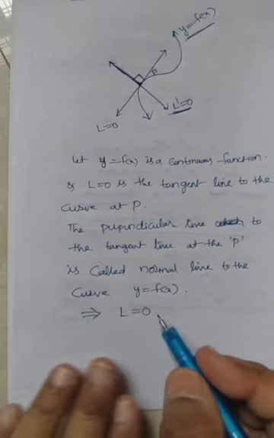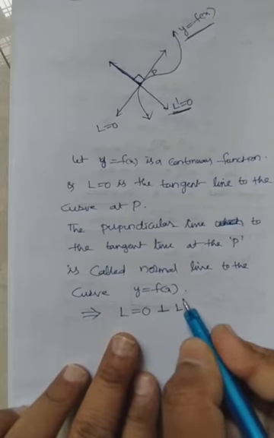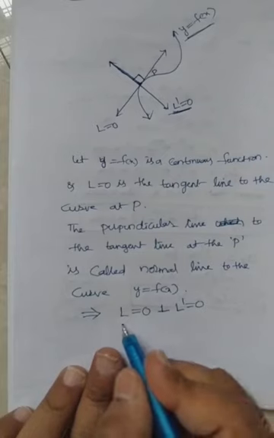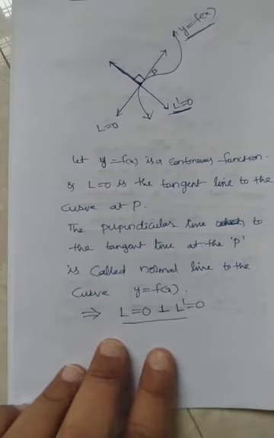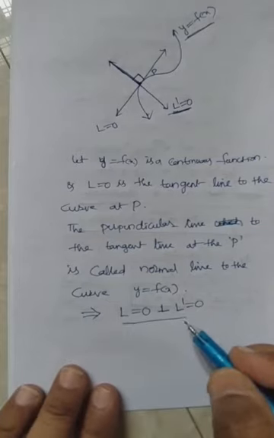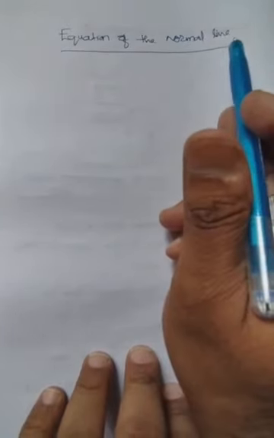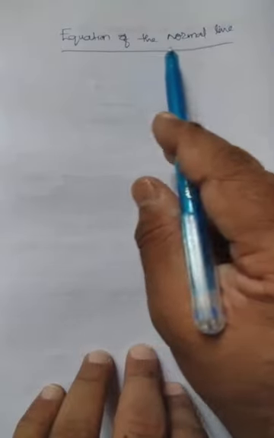The tangent line L is equal to 0 is always perpendicular to the normal line L dash is equals to 0. Okay, are you following? So this normal line is always perpendicular to the tangent line. Now we are learning about the equation of the normal line. We had already learned what a tangent line is and how we can find the tangent line equation, and we learned about what a normal line is. Now we are going to find the equation of the normal line.